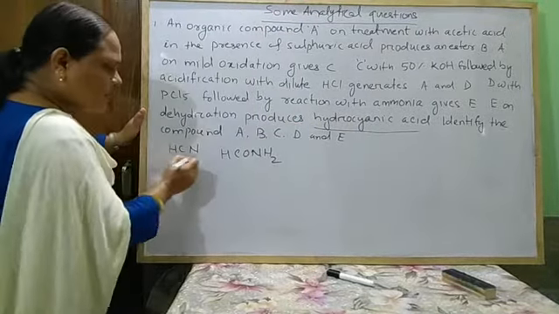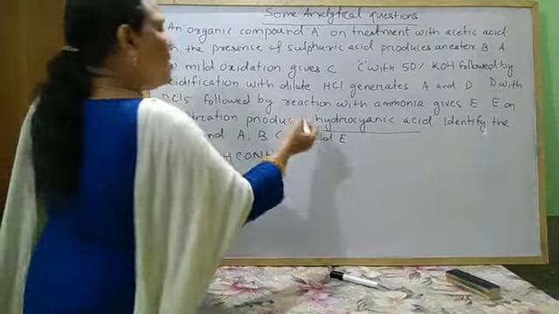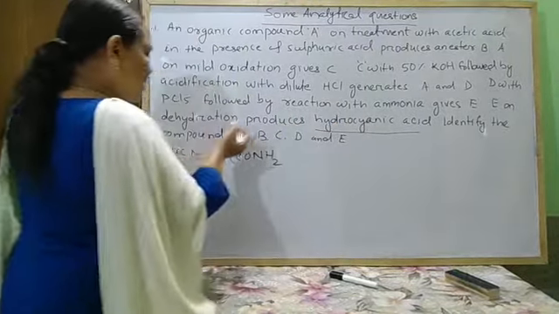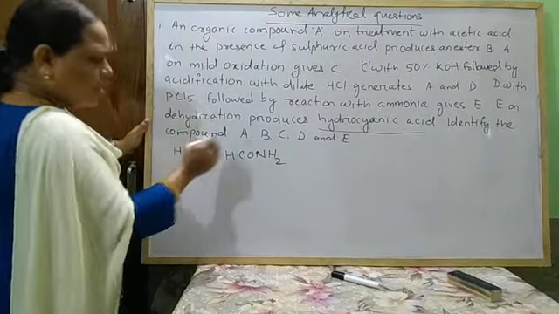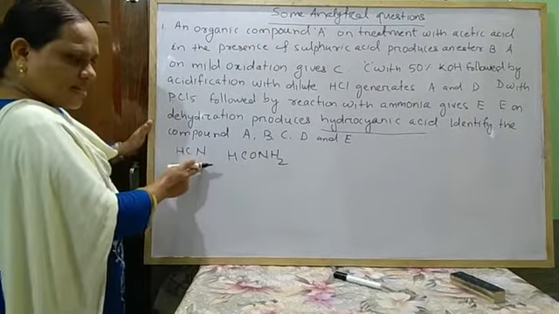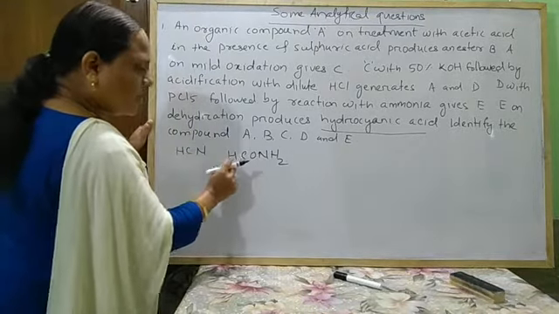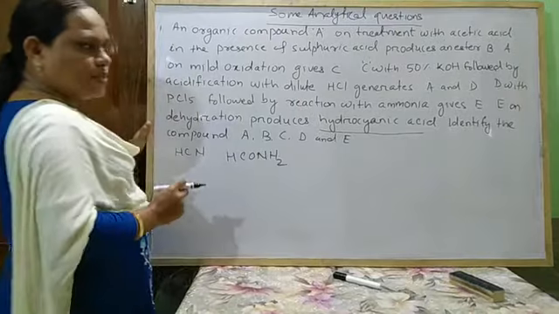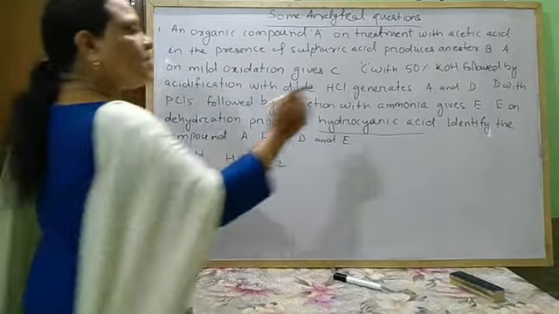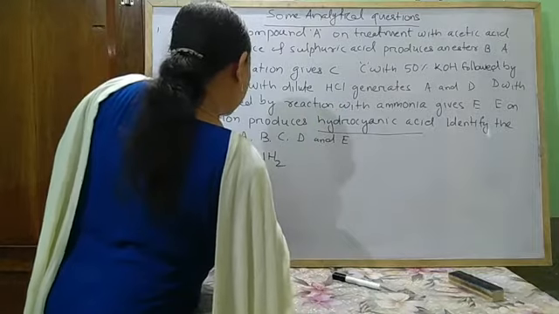So this is the clue. Hydrocyanic acid is given, and this is produced by dehydration. Just add water here. You know when an amide undergoes dehydration, it forms cyanide. As this is hydrocyanic acid, this is your HCONH2. Next, this is your E.